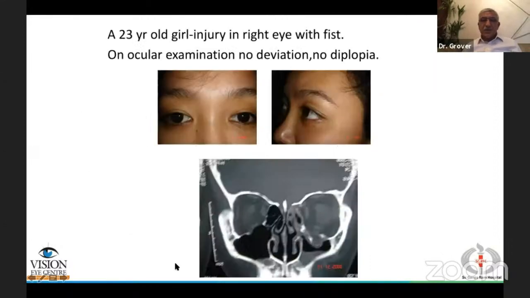Then you may be asked to interpret an image. So this is a coronal cut. Now, can you tell me what do you see?